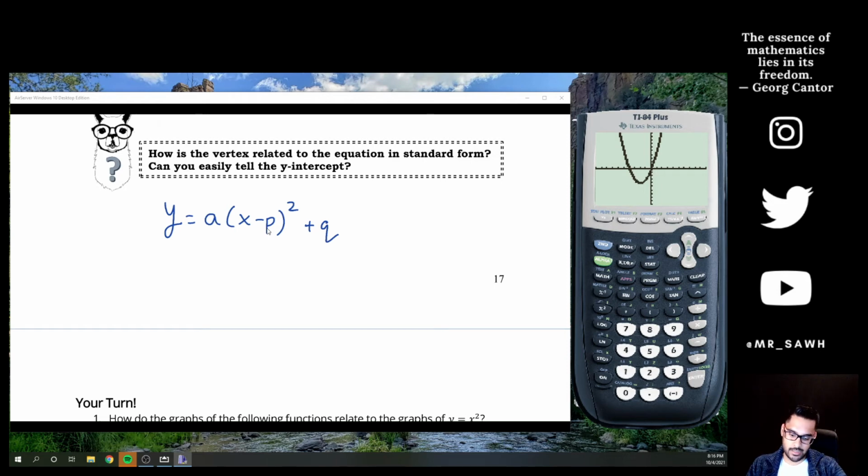But your vertex basically comes from these two numbers, p and q. Some resources call them h and k, but they do the same thing. That's your vertex. So if you have it in that equation, the coordinates (p, q) are the vertex. P is your x-coordinate, and q is the y-coordinate. Okay, that's what those tell you.